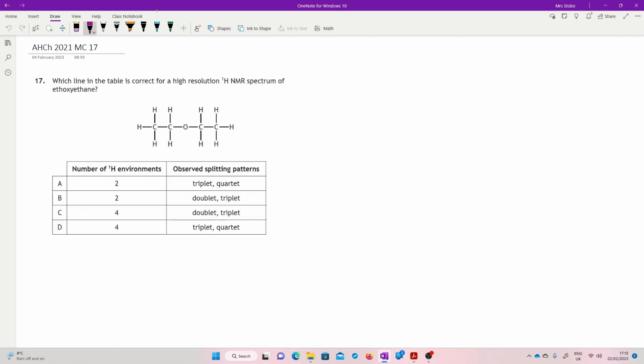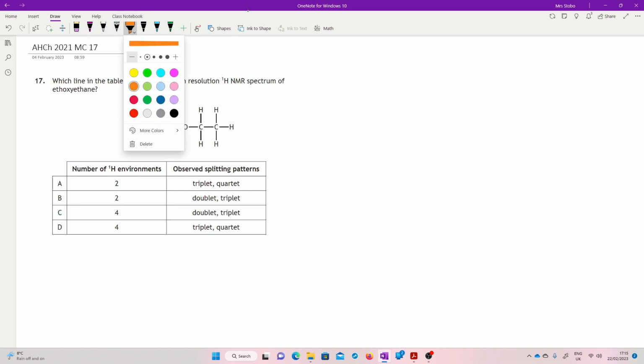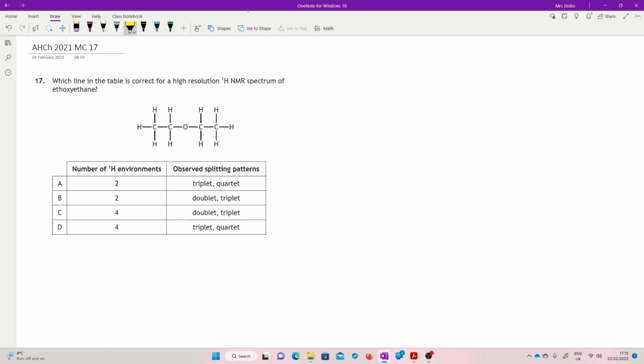Question 17. Which line in the table is correct for a high resolution NMR spectrum of ethoxyethane? You've been given ethoxyethane, so that's nice of them. They didn't ask you to draw it from scratch. Number of proton environments is your first start. Let's go with a colour we can work with. Let's go with the CH3 proton environment. That is actually identical to this CH3 proton environment as well.